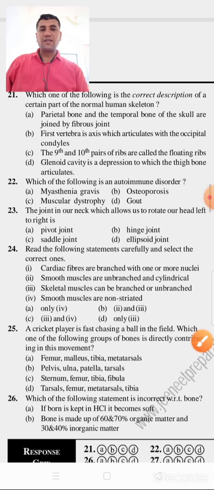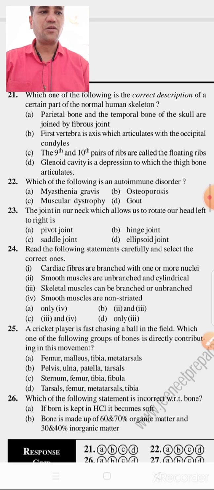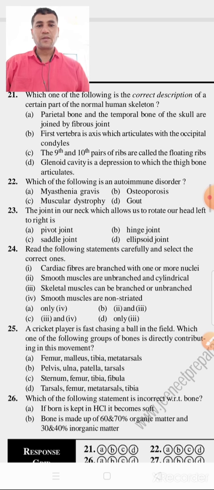Read the following statements carefully and select the correct ones. Cardiac fibers are branched with one or more nuclei, smooth muscle fibers are unbranched and cylindrical. Skeletal muscles can be branched or unbranched. Smooth muscles are non-striated. So from the given options, which one will be the most suitable option for this? How many are correct from this?